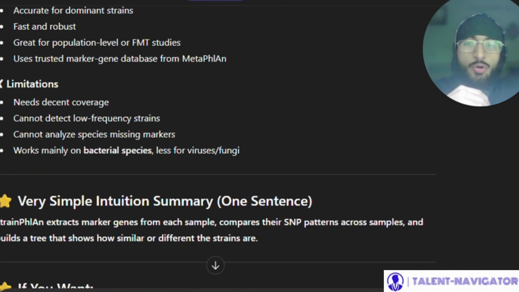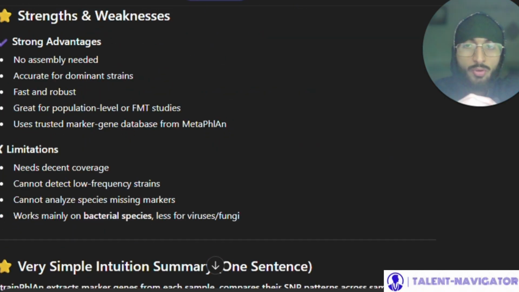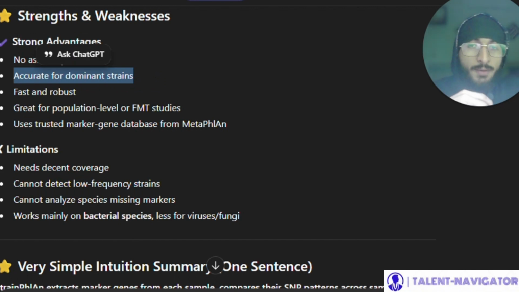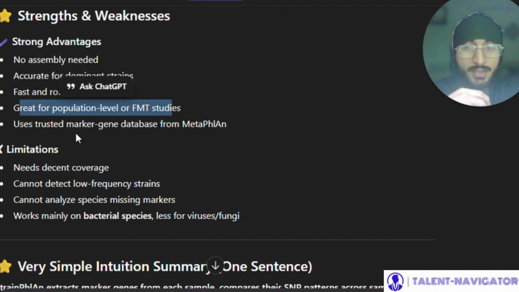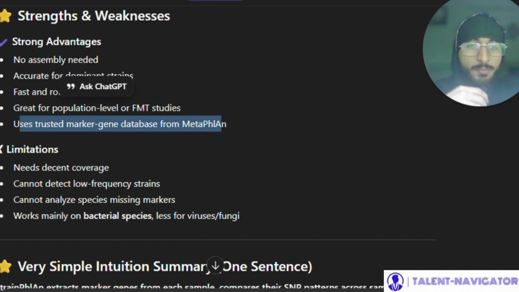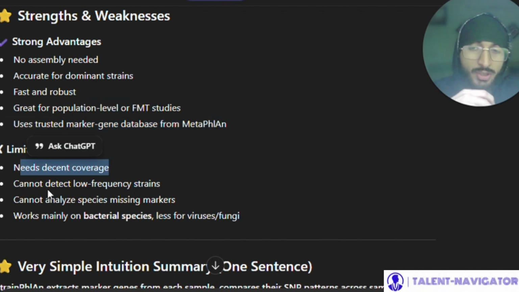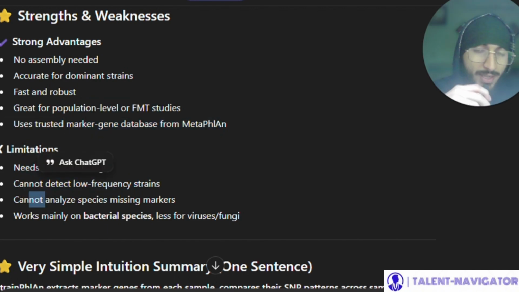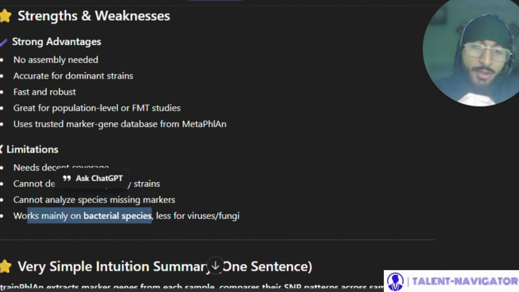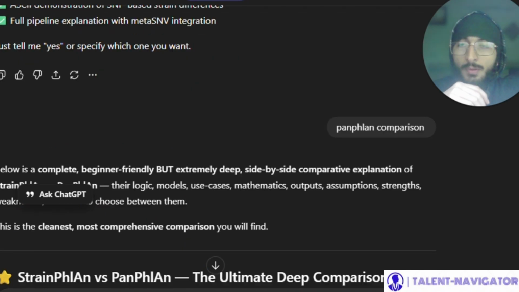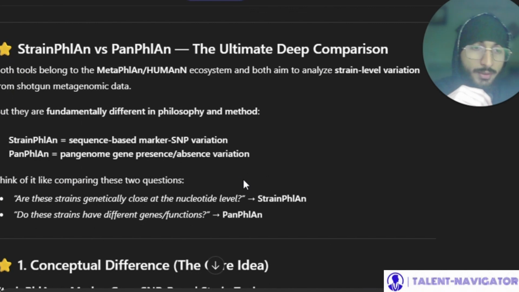Right. Now we can see the strengths and weaknesses. So in this StrainPhlAn method, we basically have some advantages like no assembly is required, accurate for dominant strains, fast and robust, great for population-level or FMT studies, and uses trusted marker gene databases from MetaPhlAn. Limitations are that it needs decent coverage, cannot detect low-frequency strains, cannot analyze species with missing markers, and works mainly on bacterial species.